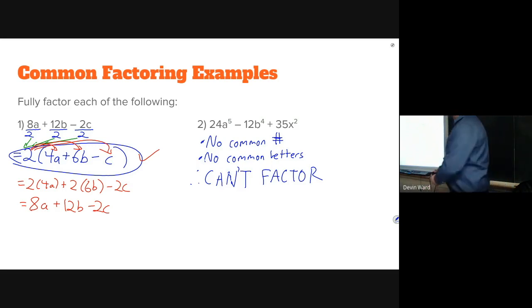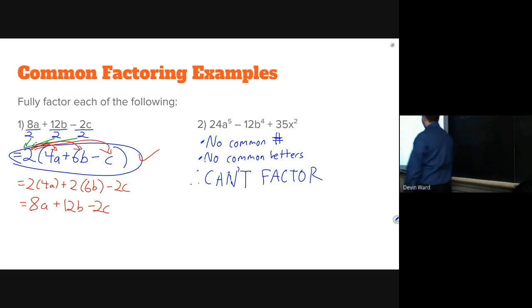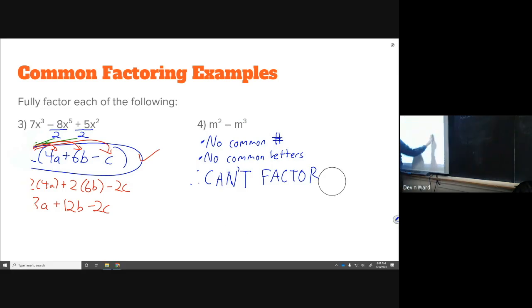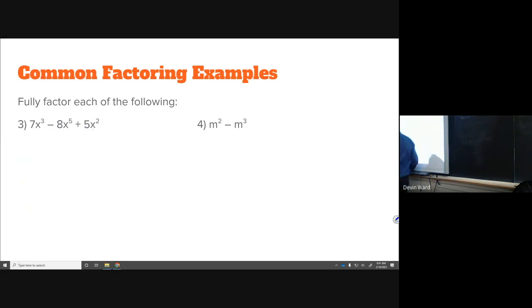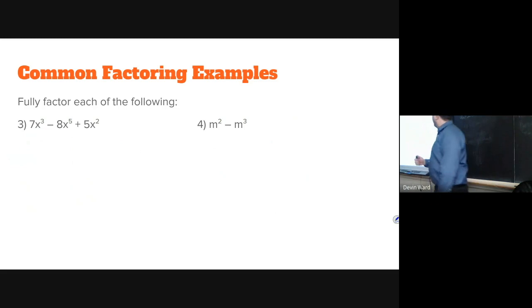But these only crop up in the homework worksheet sometimes if I steal them off of Google, okay? That's why I just want to show sometimes there'll be questions that you can't factor, but most of the time you can fully factor them. Next, we have 7x cubed minus 8x to the power 5 plus 5x squared.